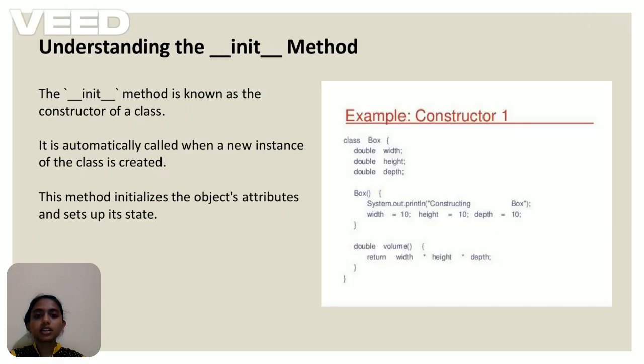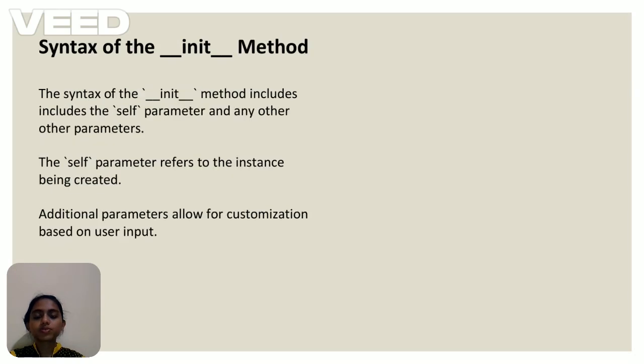Understanding the init method. The init method is known as the constructor of a class. It is automatically called when a new instance of the class is created. This method initializes the object's attributes and sets up its state.